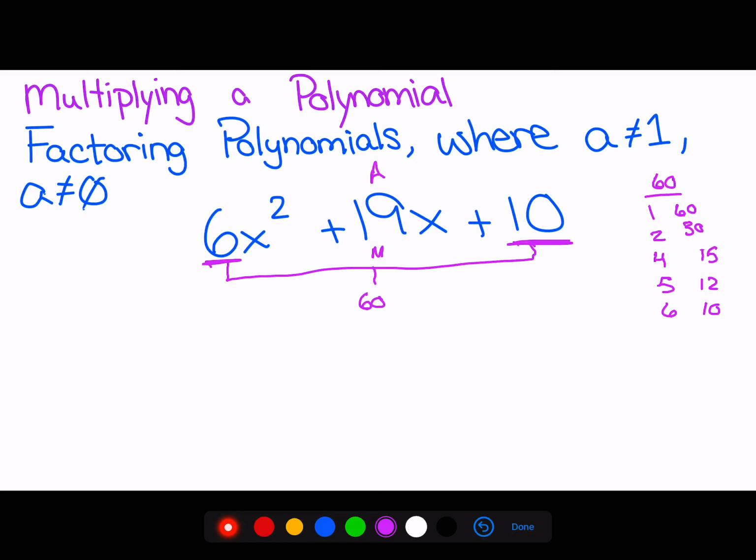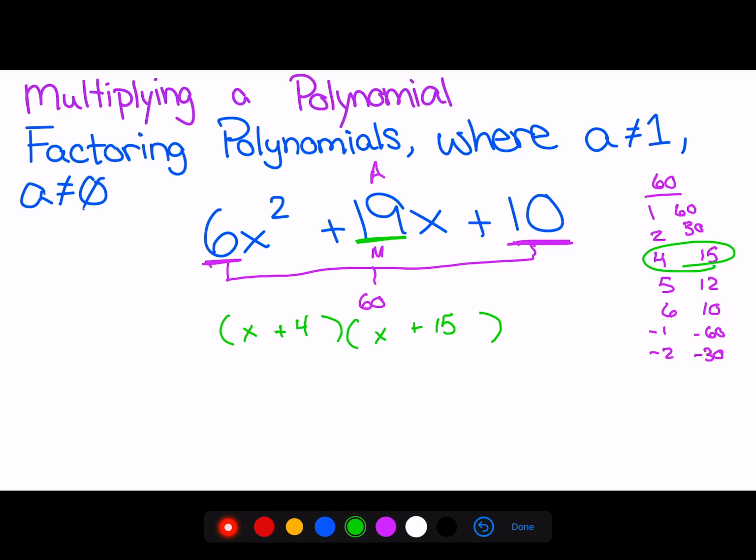We also have the negatives, though. We can do negative 1, negative 60, negative 2, negative 30, so on and so forth, but I already see our answer. Numbers that add to be 19 out of all of these ones over here would be 4 and 15. So I make my double bubble. I have x to start off with in each, because that's the variable that we're dealing with, and then we have plus 4 and plus 15.